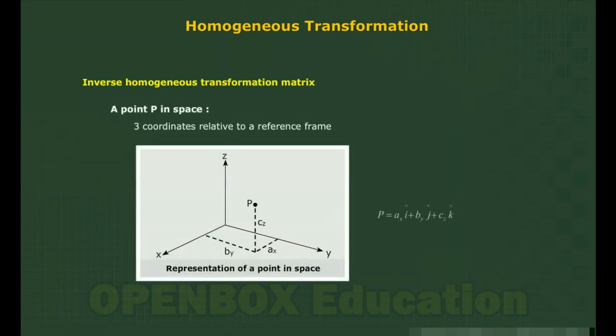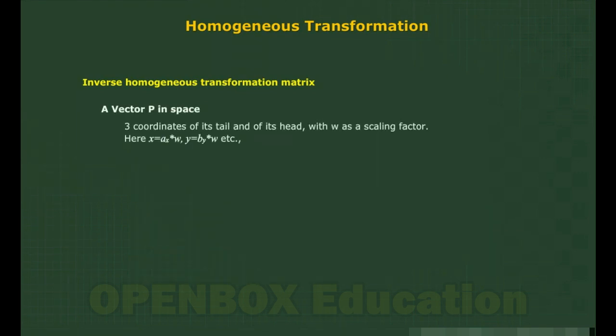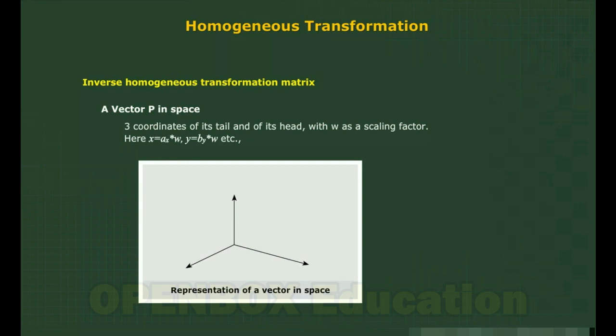A point P in space has 3 coordinates relative to a reference frame. A vector P in space has 3 coordinates of its tail and of its head with W as a scaling factor. Here, x is equal to a times w, y is equal to b times w, etc.